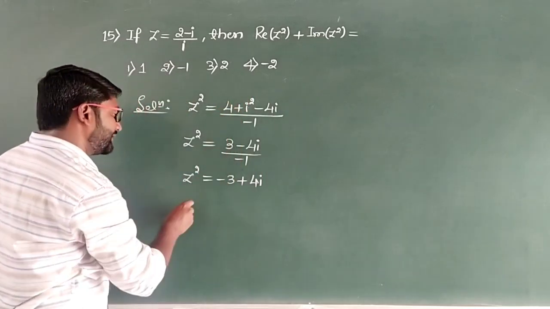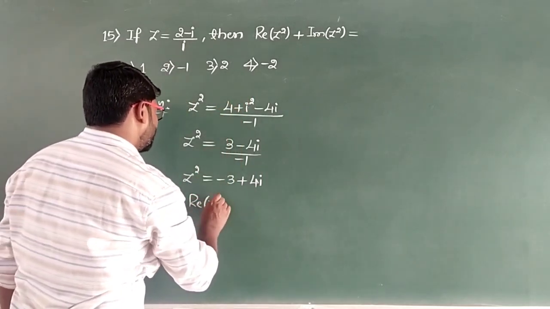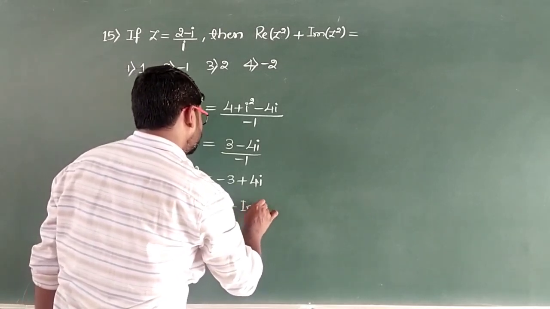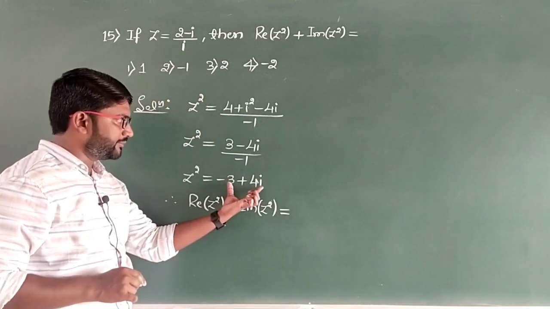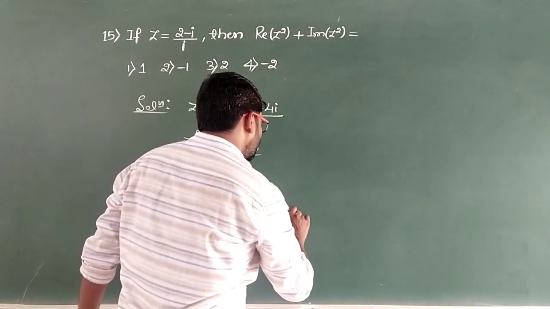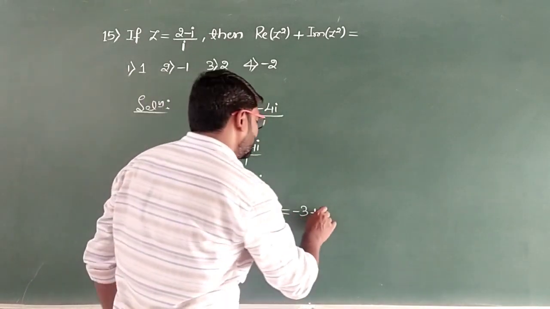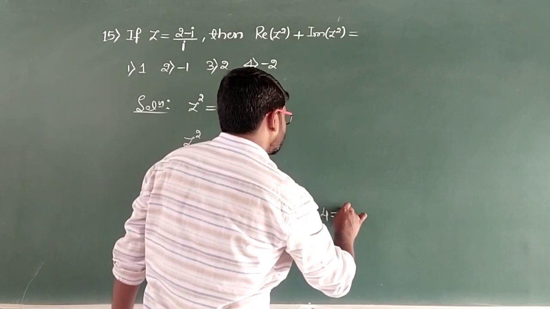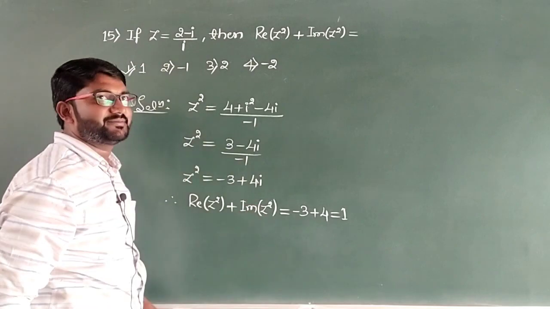Now take up the given condition, therefore real part of z squared plus imaginary part of z squared, this is equal to, so what is the real part? It is minus 3. So minus 3 plus the imaginary part, it is 4. So overall 4 minus 3 it will be 1. So check the options now. Option 1 is the correct answer.